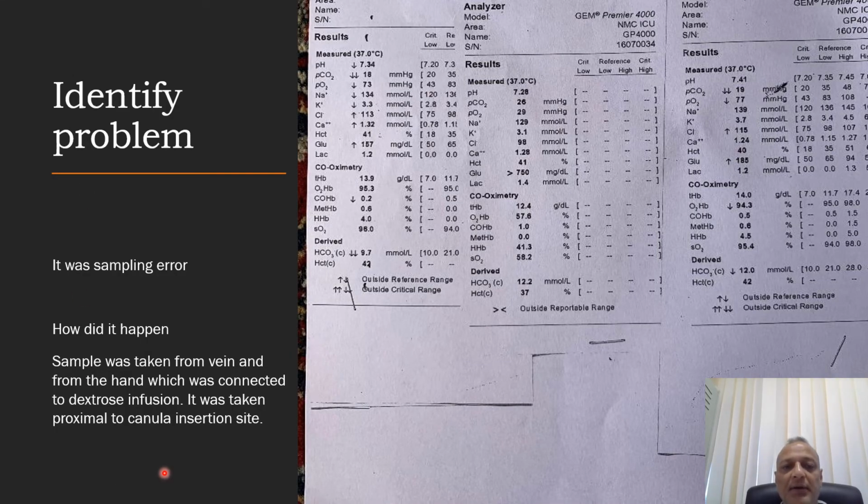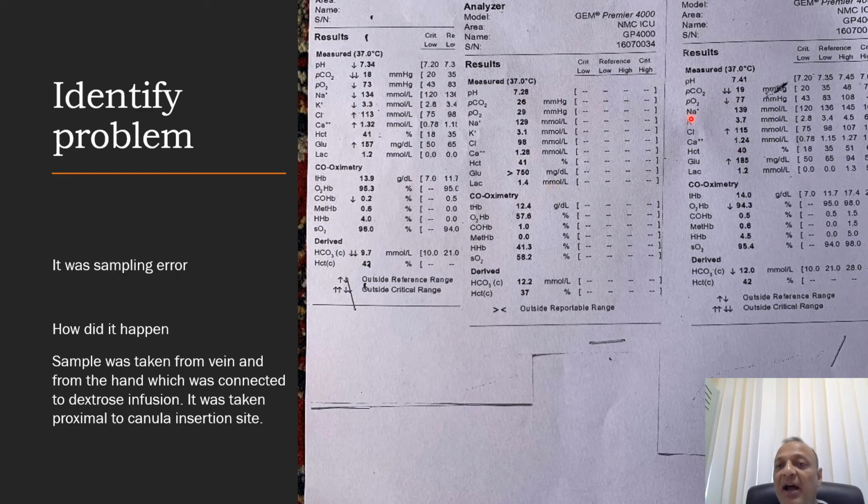Here you can see this blood gas which was taken at 9 in the morning showing a PO2 value of 73, while this blood gas is showing a PO2 value of 29 millimeters of mercury. It means this was a venous sample and we did not believe this blood glucose value of more than 750. We didn't believe it because over the last 8 hours, the patient's insulin infusion rate and dextrose infusion rate, in addition to the rest of the parameters, were stable. So why did it happen all of a sudden?